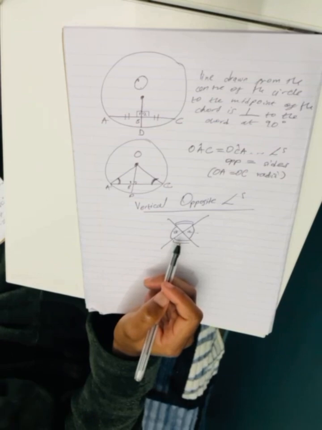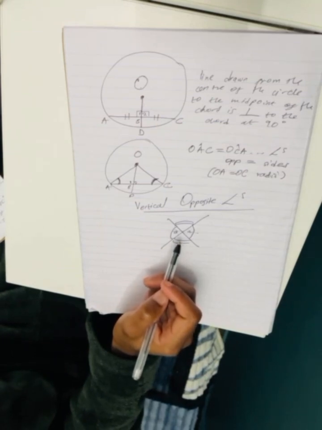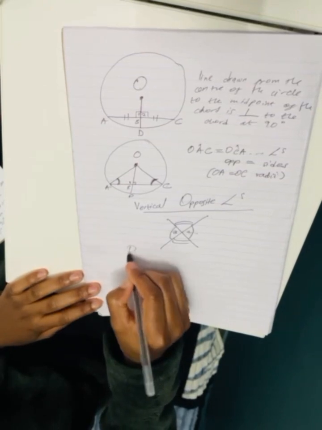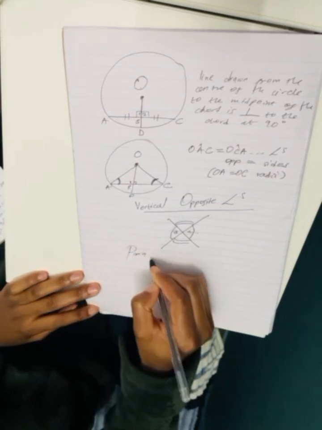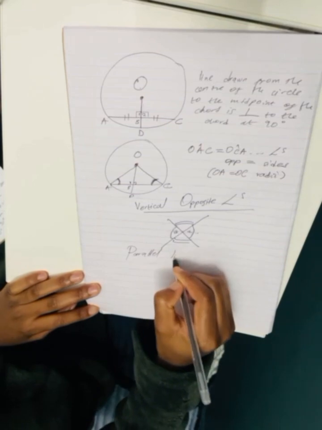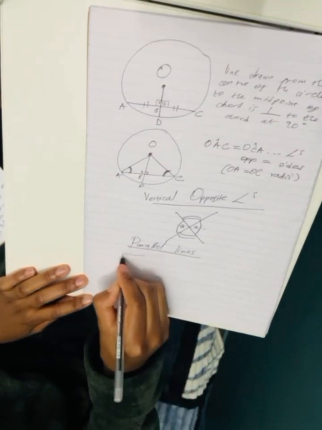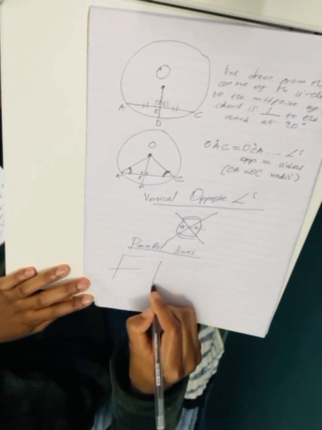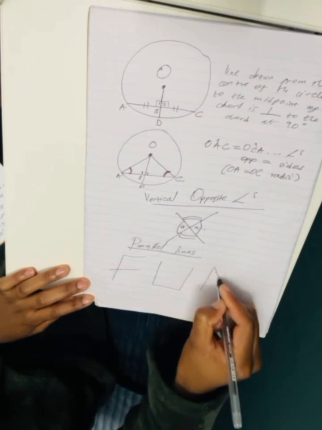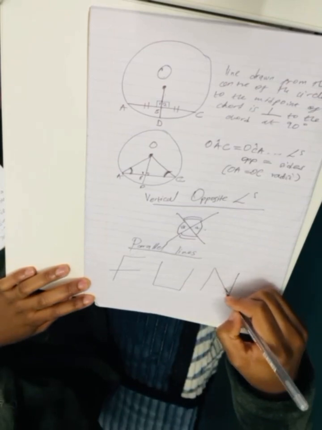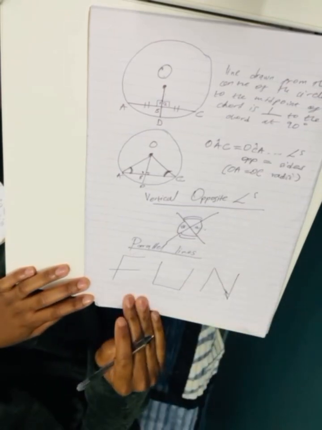So these are some of the things that you need to know for you to answer the Euclidean geometry questions. And then we have parallel lines. So we say that parallel lines are fine, right?